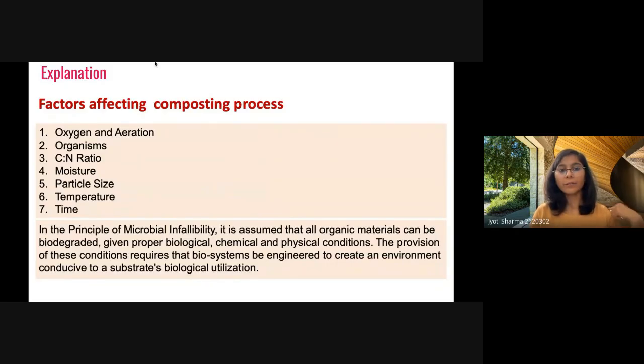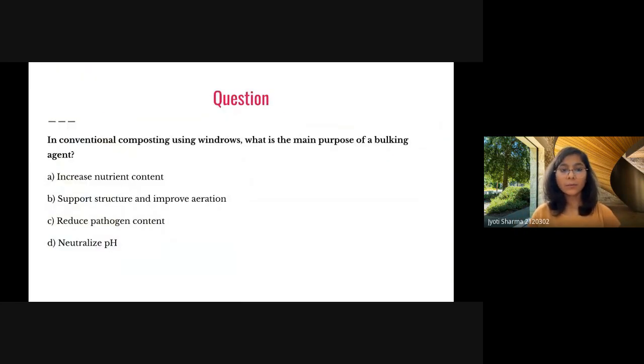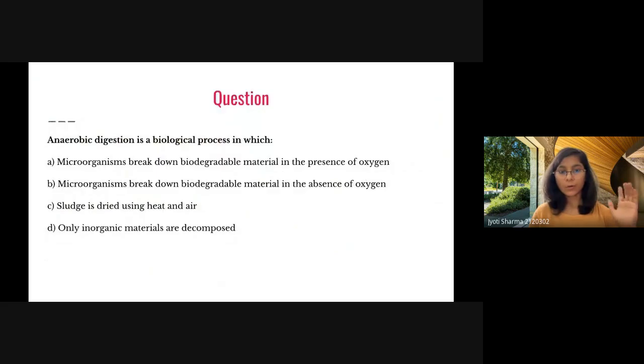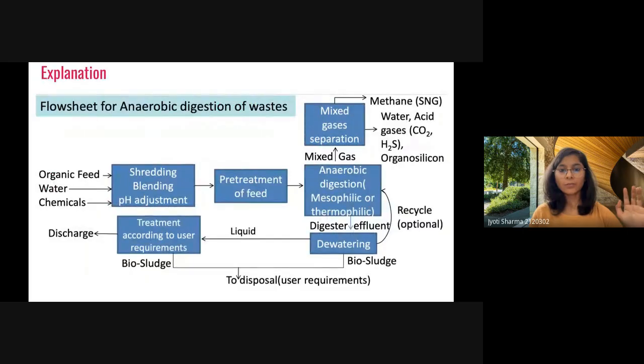A lot of factors will affect our composting process, and you can read about this. Then in composting we have windrows. So these windrows will support the structure and improve it. Here we are talking about the bulking agent. That bulking agent will support the structure and improve the aeration. So this is windrows, in which we also have the bulking agents. So I think this one is okay, and anaerobic digestion, we have already talked a lot about this.